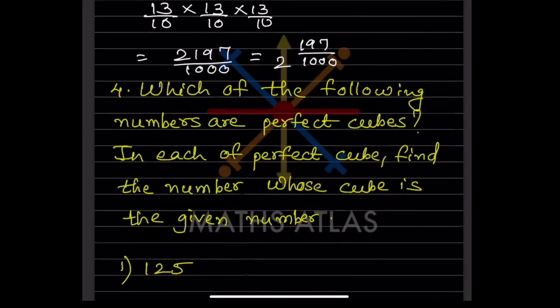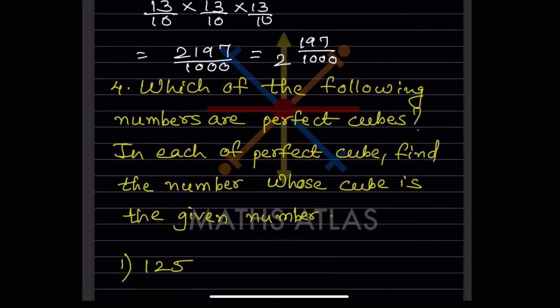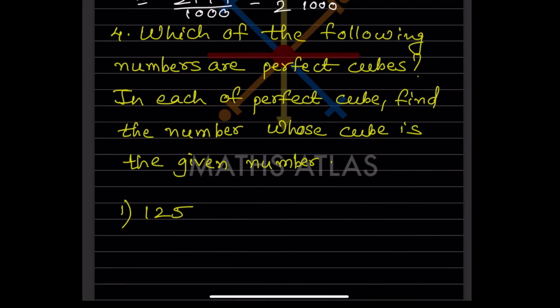So now let us see the next one. They say, which of the following numbers are perfect cubes? These are the numbers given. There are some numbers given, and we have to find which are perfect cubes, and in each case find the number whose cube is the given number. So now let us see here.